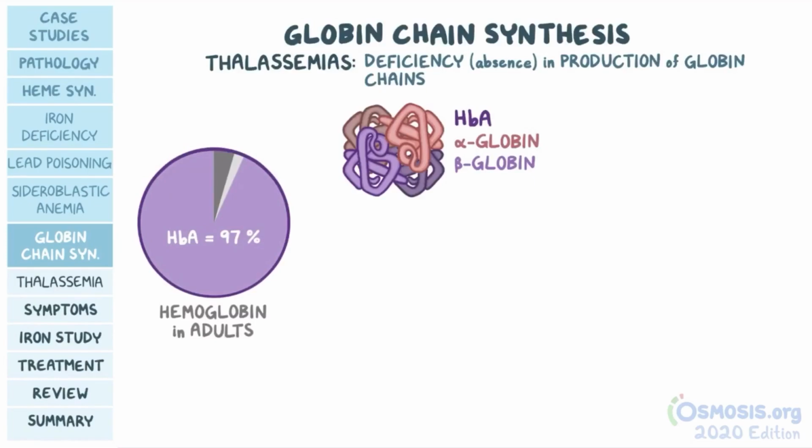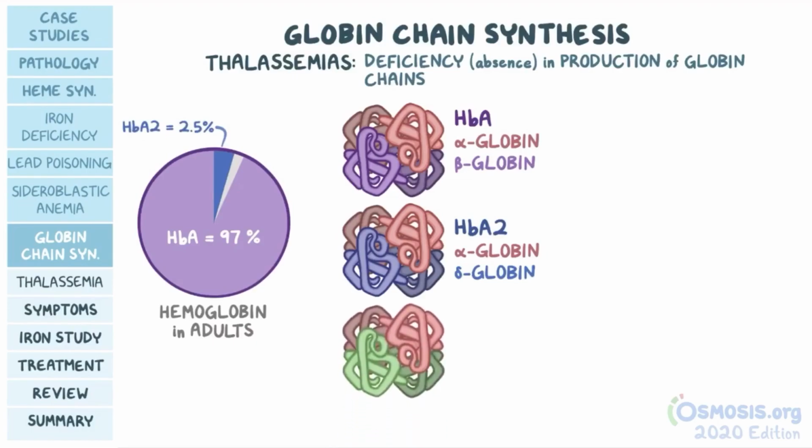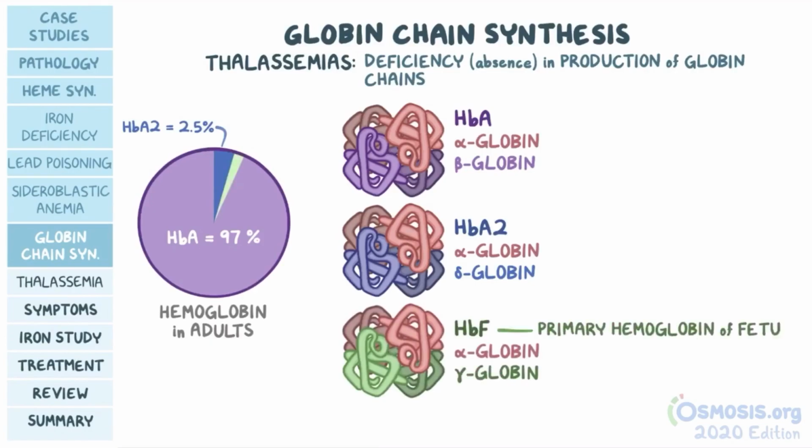Hemoglobin A2, or HbA2, which is made up of 2 alpha globin and 2 delta globin chains, makes up approximately 2.5% of total hemoglobin. Now, hemoglobin F, or HbF, made up of 2 alpha globin and 2 gamma globin peptide chains, is the primary hemoglobin of the fetus, but makes up less than 1% in adults.